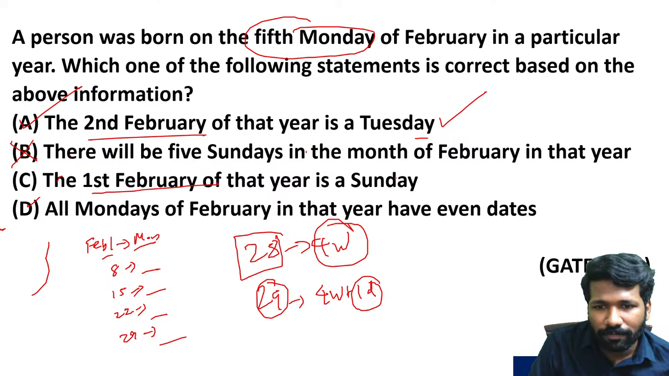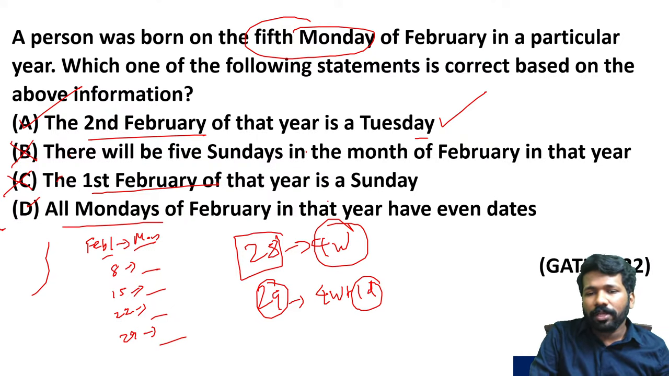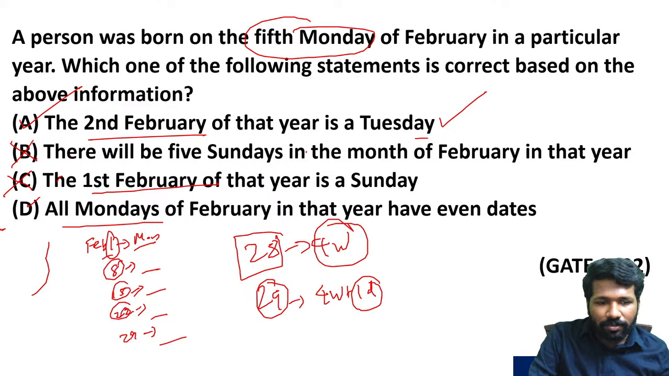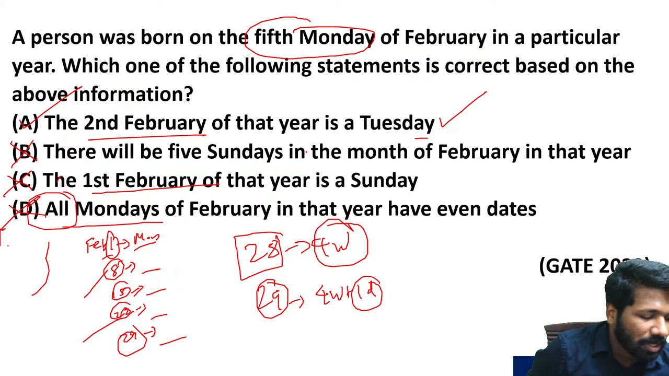The 1st February of that year should be Sunday. No, it should be already Monday, we discussed. All Mondays of February in that year have even dates. No, 1, 8, 15, 22, 29, only even dates are 8 and 22. So all Mondays are wrong. Some Mondays only. So option A is the answer.